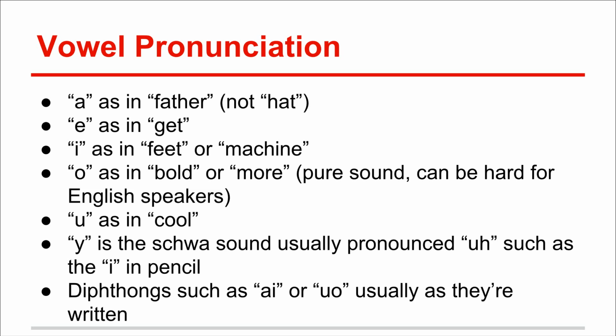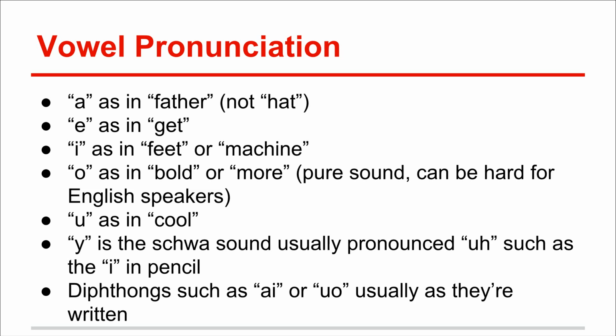A is pronounced as in father, so father. Never hat, so that's not how you pronounce it. The E is as in get. The I is as in feet, or machine, so the E sound, right? O as in bold, or more. And one note here on the O, it is a pure sound, which apparently can be hard for English speakers.